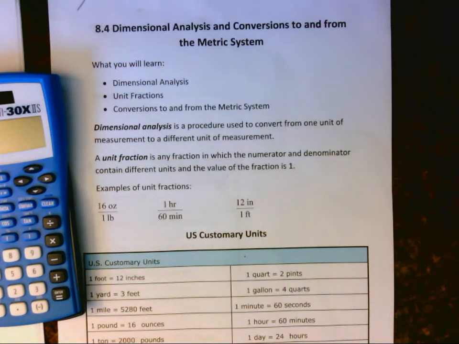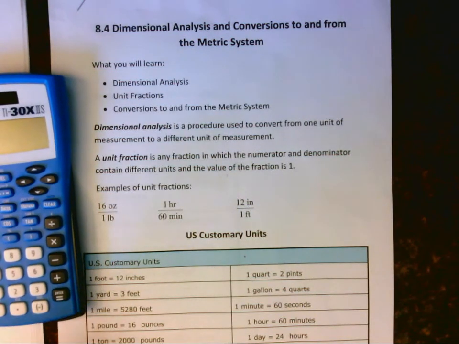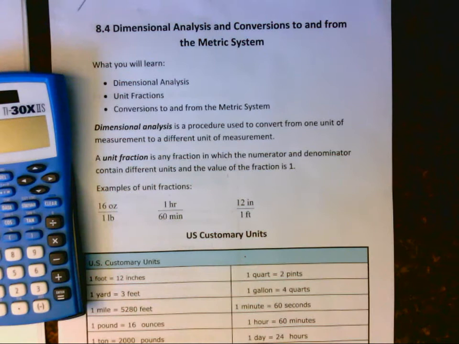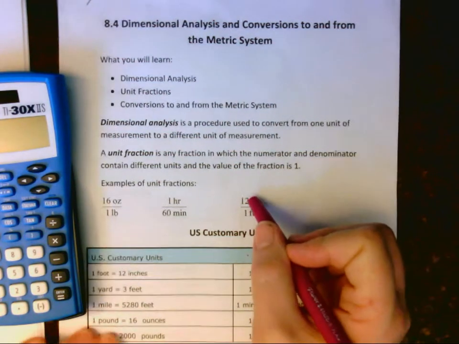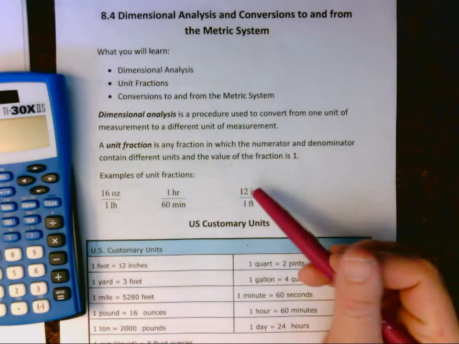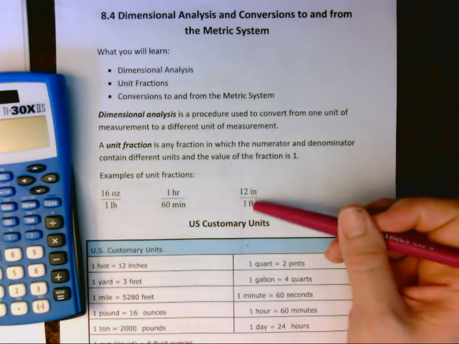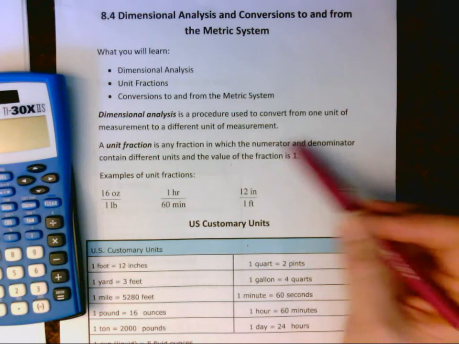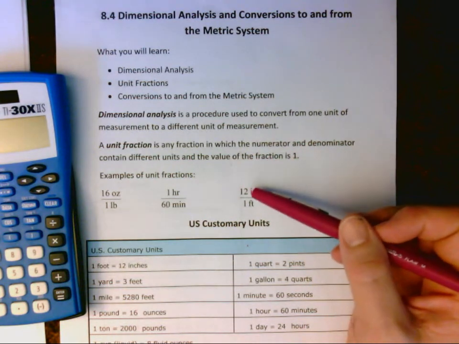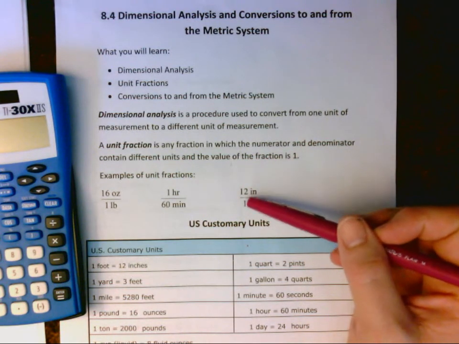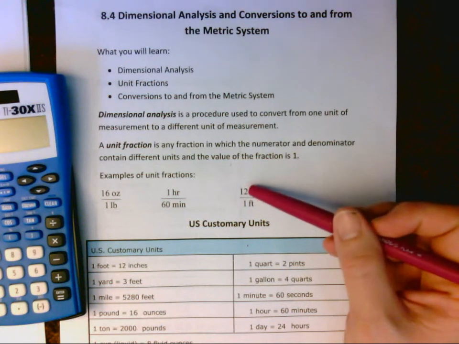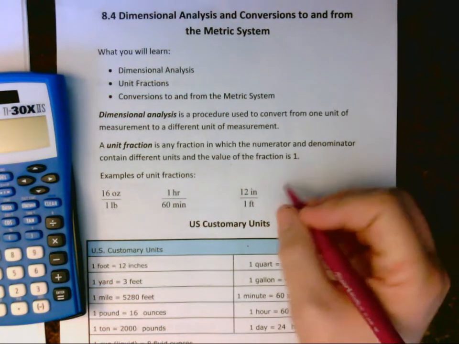A unit fraction. Unit means one, of course. So a unit fraction is any fraction with a numerator and denominator that contain different units, and the value of the fraction is 1. So if you make a fraction, these are some examples, 12 inches over 1 foot. We have different units, and that's what it says up here. The numerator and denominator contain different units, but we know these are equivalent. 1 foot is equivalent to 12 inches, so you can multiply by this, and it's the same as multiplying by a 1.